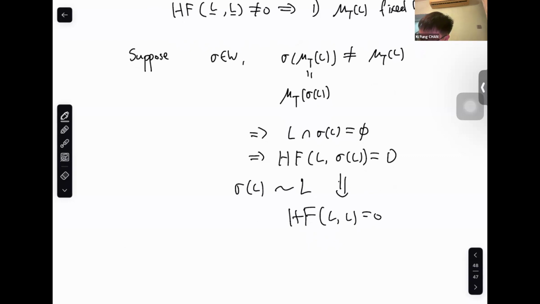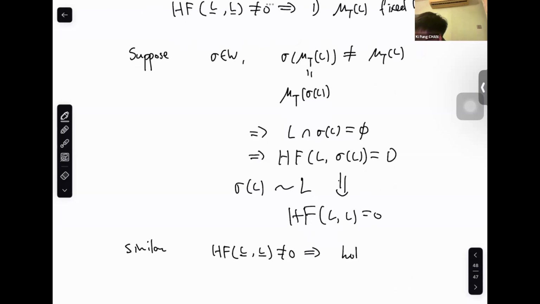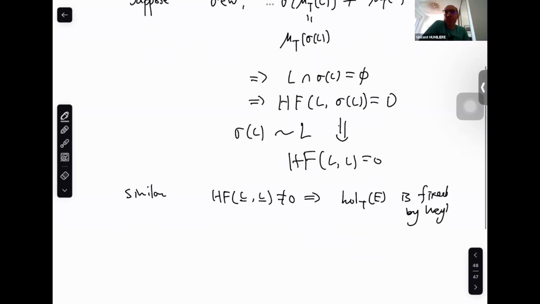With a similar idea you can show that if the Floer cohomology is not equal to 0, then the holonomy is fixed by the Weyl group. But that is still not enough, because being fixed by the Weyl group is not equivalent to being in the center. It's up to some finite order thing, so you need more analysis for that part.